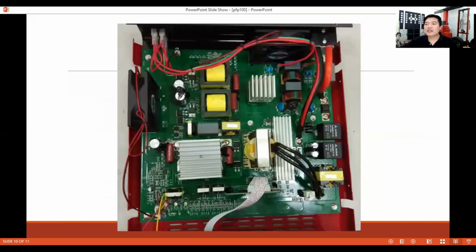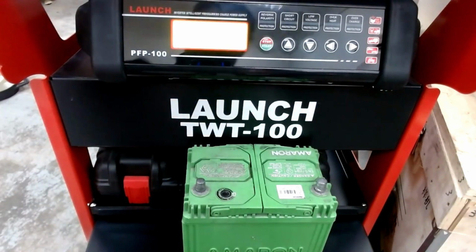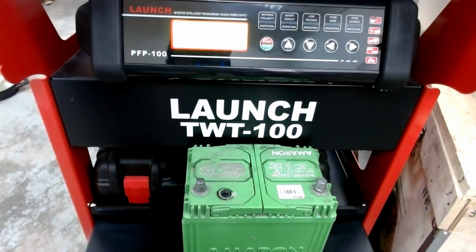This is the inside of this unit. Everything is plugged into a board, so you can see all the solid items. The capacity is very big and solid. This is a fan on the side. So this is inside the item. This one, the PFP 100, if you fix it on the TWT 100, will become like this.